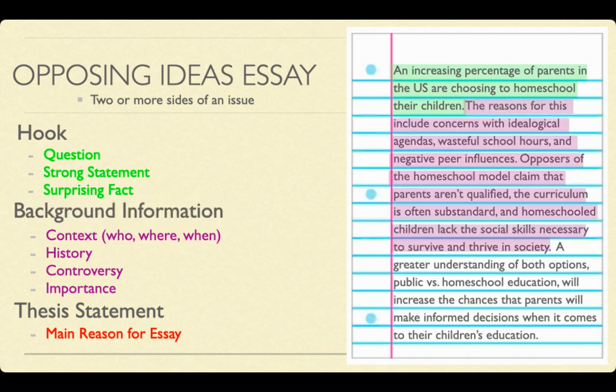The reasons for this include concerns with ideological agendas, wasteful school hours, and negative peer influences. Opposers of the homeschool model claim that parents aren't qualified, the curriculum is often substandard, and homeschooled children lack the social skills necessary to survive and thrive in society. And then, of course, the thesis statement, which is here. A greater understanding of both options, public versus homeschool education, will increase the chances that parents will make informed decisions when it comes to their children's education.